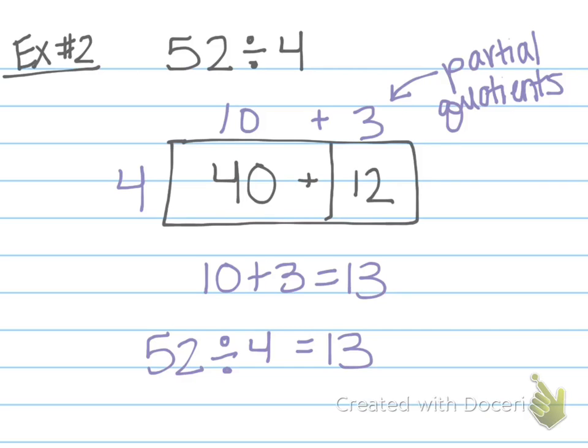Now, how can I write that as a multiplication problem? Well, I can write that as 4 times 13 is 52. Okay, so now I've modeled it for you, and then I'm going to show you how to write it using an equation.